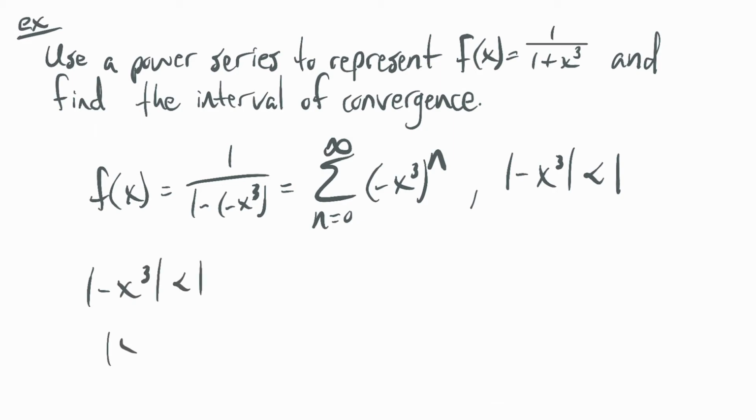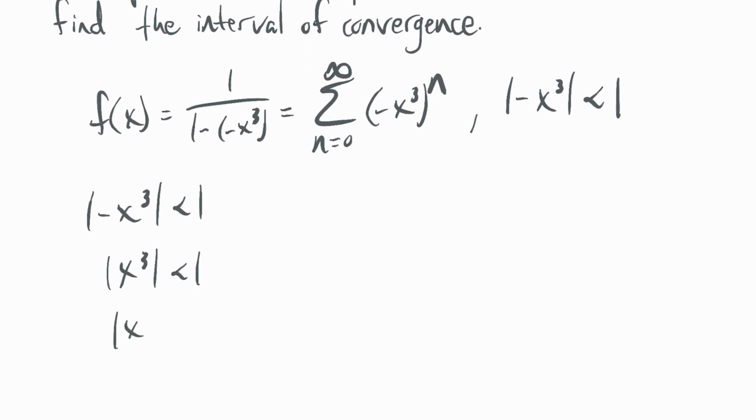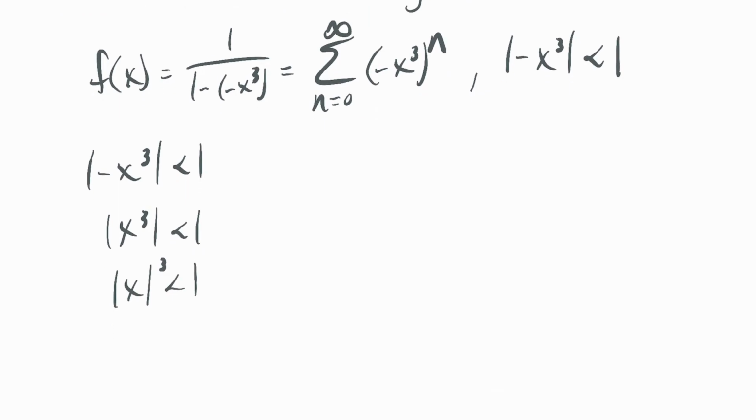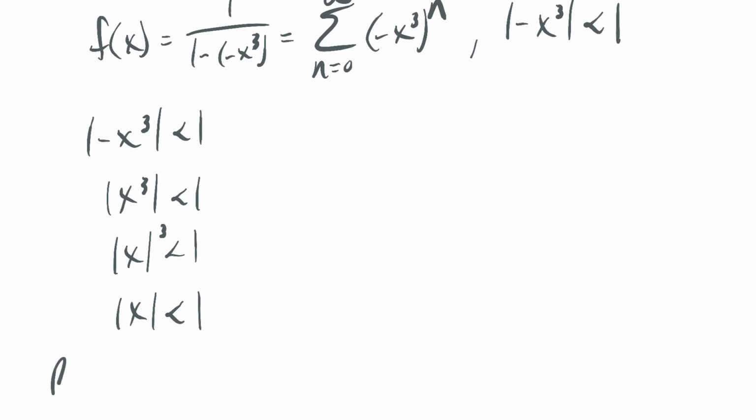I can drop the minus sign, so the absolute value of x cubed is less than 1, or in other words, the absolute value of x, cubed, is less than 1. Then I can apply the cube root function to both sides, so the absolute value of x is less than 1. So I find that r equals 1, and the interval of convergence is -1 to 1. And I don't need to check the endpoints because this is a geometric series.